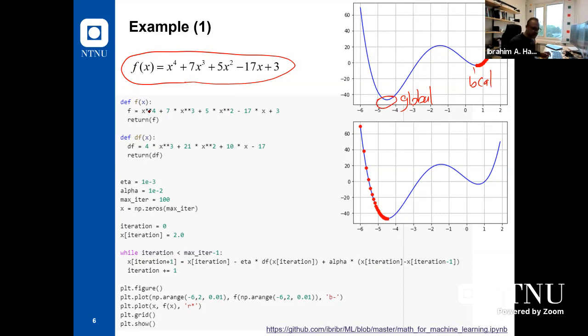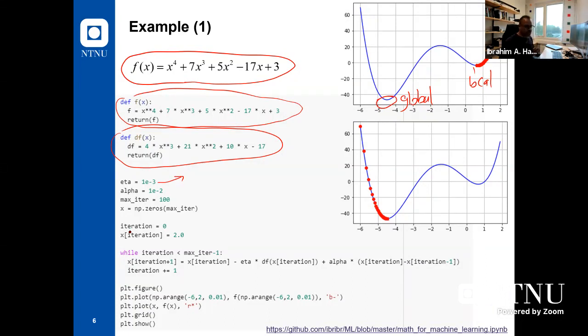So this function is just f of x. I defined f of x here. And this one is df by dx, right? And I'm just selecting alpha, for example, or eta, for example. This is a learning rate. I selected a very small value because I want to have more steps, and I just did some iterations. So x equals x minus eta multiplied by df, the gradient. Just ignore that part here. That part, in fact, is the momentum term.